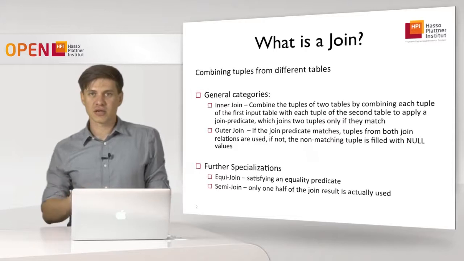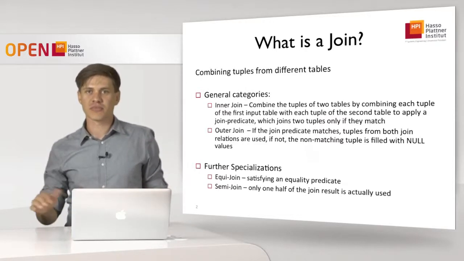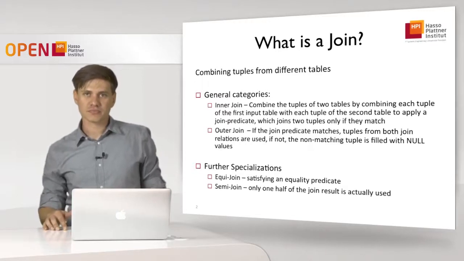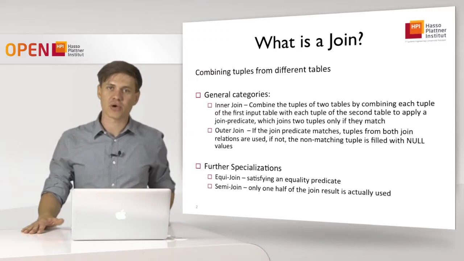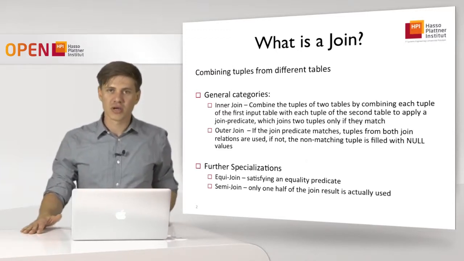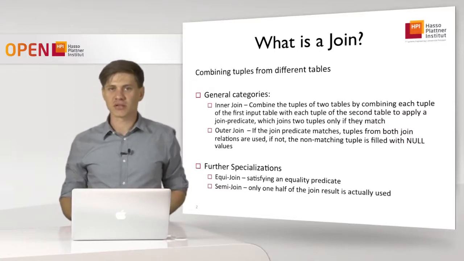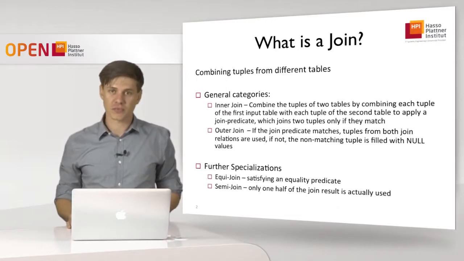In that case, if we have a tuple on the left side and no match on the right side, we just fill up the values with null. There are also two further specializations of the join operation, for example the equijoin and the semijoin. They are discussed in more detail in the text in the book, but we won't go deep into that right now.